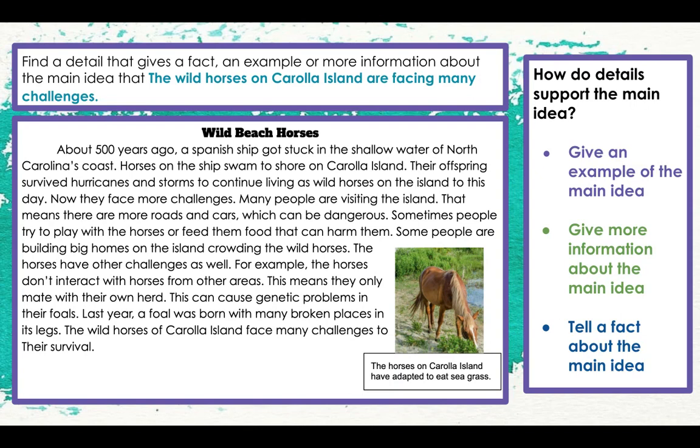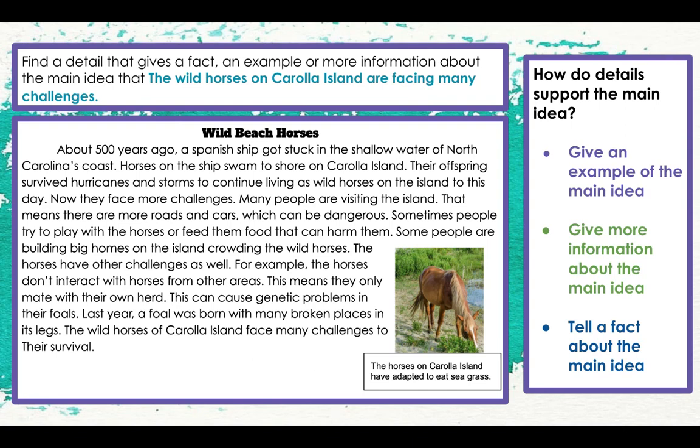Horses on the ship swam to shore on Corolla Island. Their offspring survived hurricanes and storms to continue living as wild horses on the island to this day. Now they face more challenges. Many people are visiting the island. That means there are more roads and cars, which can be dangerous. Sometimes people try to play with the horses or feed them food that can harm them. Some people are building big homes on the island, crowding the wild horses.